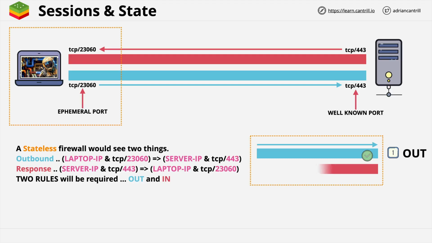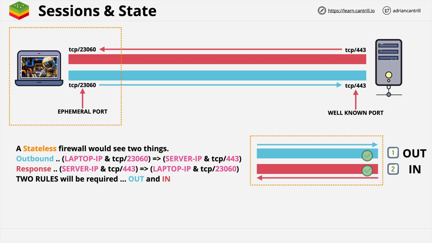So this means that the outbound connection from the laptop's IP using port 23060 connecting to the server IP using port 443, so that's the outgoing part, and then the inbound response coming from the server's IP on port 443 going to the laptop's IP on ephemeral port 23060. So with a stateless firewall, this is two rules, one outbound rule and one inbound rule. So this is a situation where we're securing an outbound connection, so where the laptop is connecting to the server.